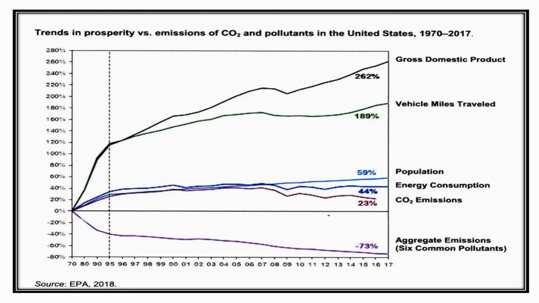Get your mind around the facts depicted in this graph. Since 1970, the U.S. GDP has increased a staggering 262%, while the aggregate emissions from fossil fuels have gone down 73%. Those two statistics prove without doubt that fossil fuels are indispensable in the well-being of our country. Energy consumption increased 44%, while the population increased 59%, all while transportation increased 189%. We will never likely see that kind of improvement in the United States the way things are heading now.